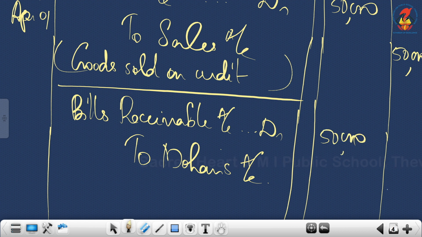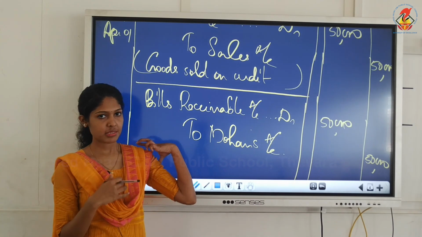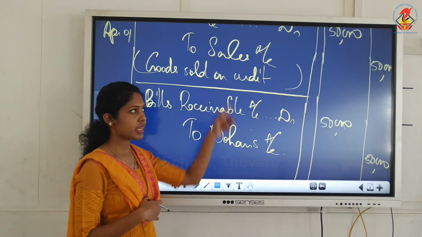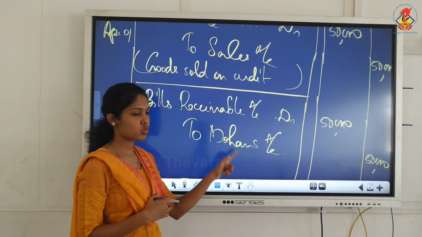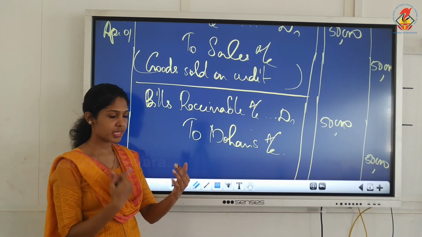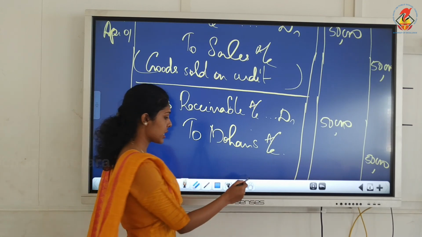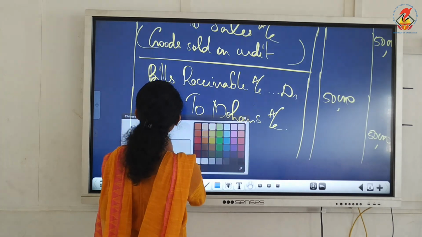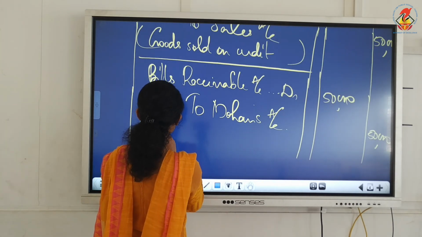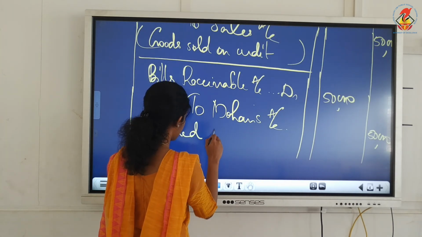We are receiving it from Mohan, so the entry will be bills receivable debtor to Mohan. Bills receivable is an asset, so we are debiting it. Mohan is getting cancelled. Earlier we debited him, so now we are cancelling him. Since we received something from him, though not cash, we cancelled Mohan. Then you can write received bills receivable. That's enough.